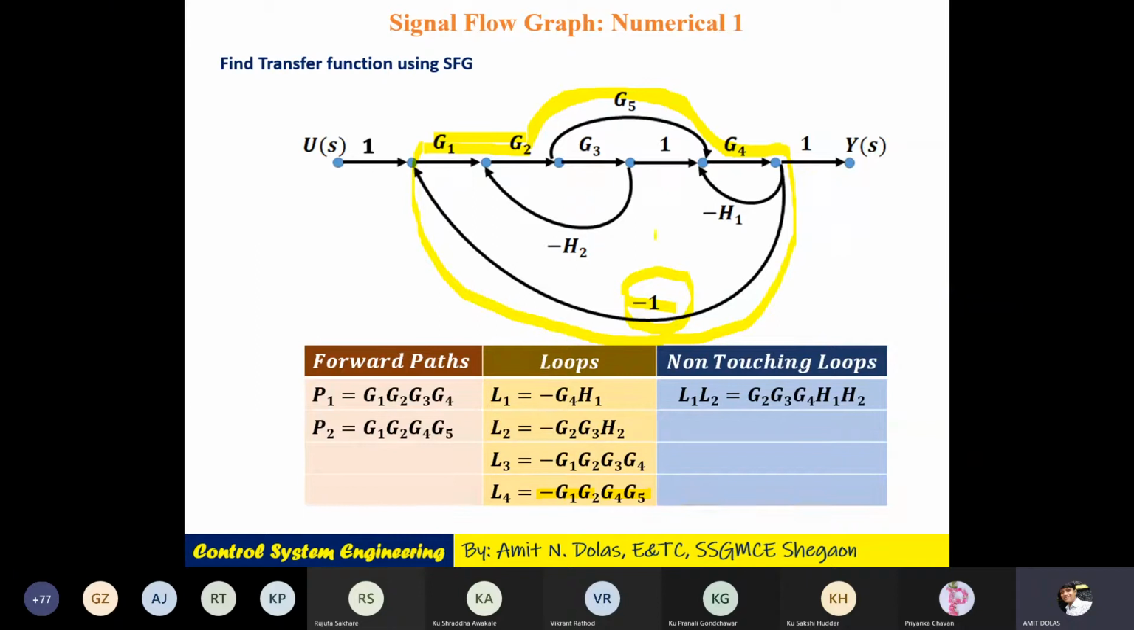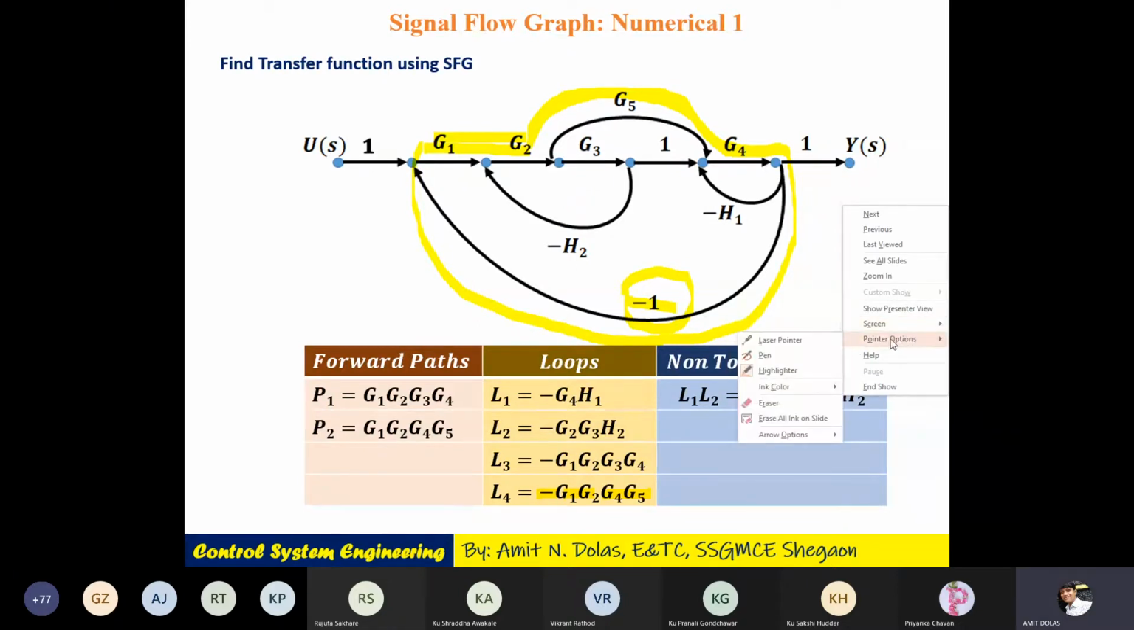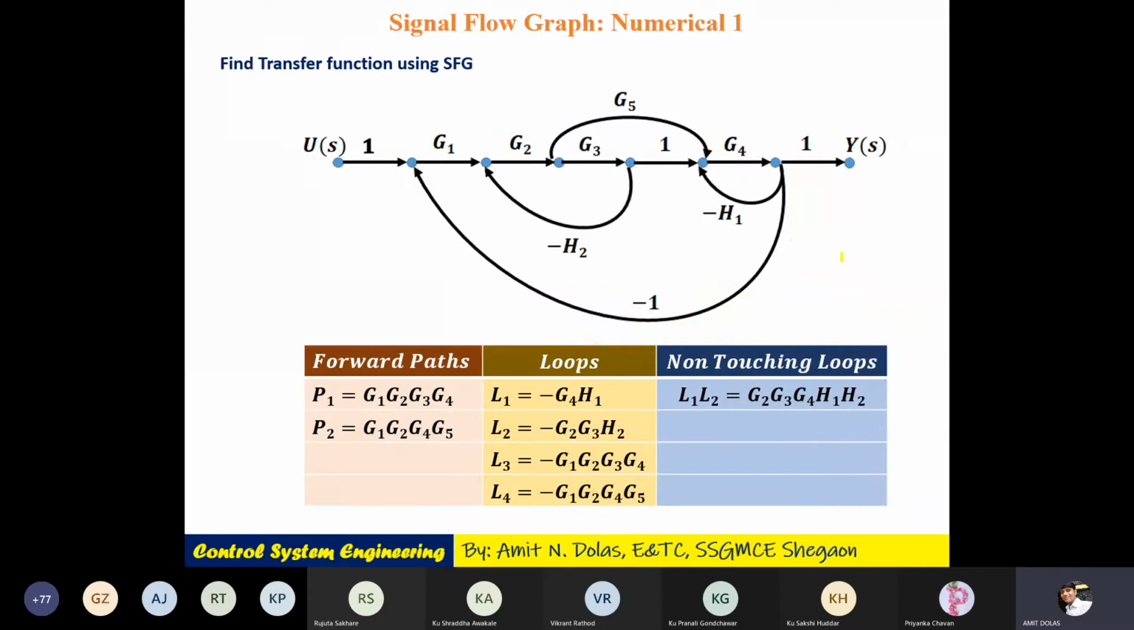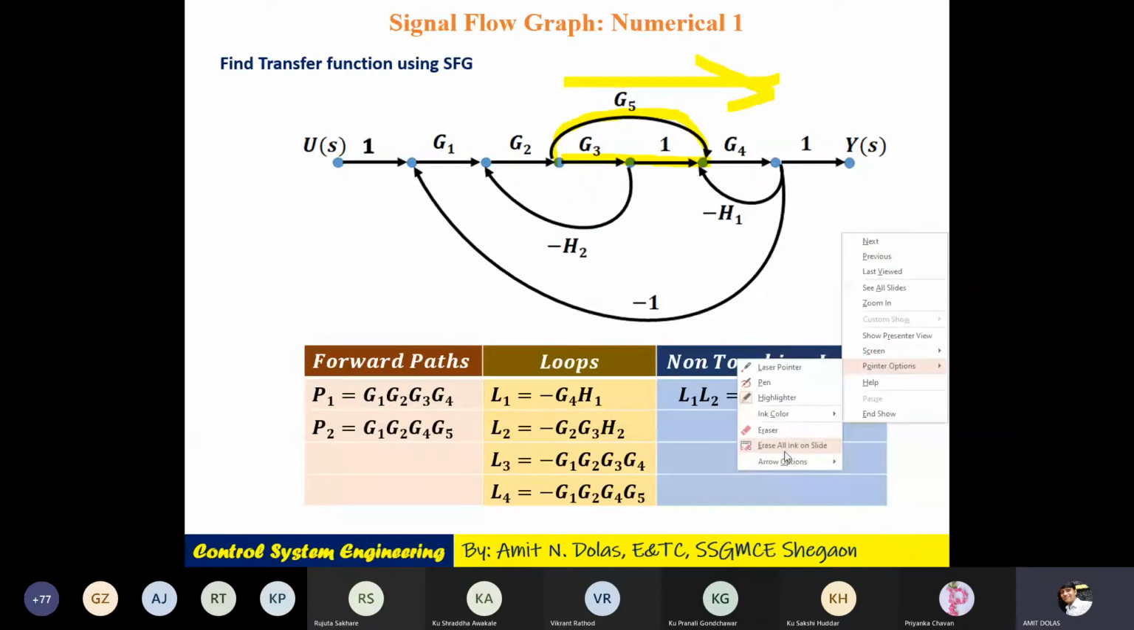Now I have identified all the loops, and this is very important. Don't forget any loop. You can see this G5 and G3 path with 1: this is not a loop because the direction of the arrow is forward. So it is a path, not a loop. So only 4 loops are there, which I have already mentioned here.